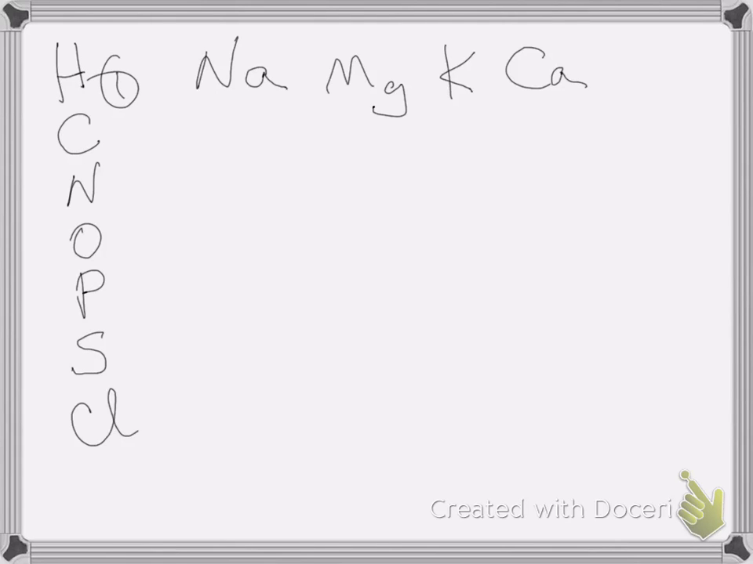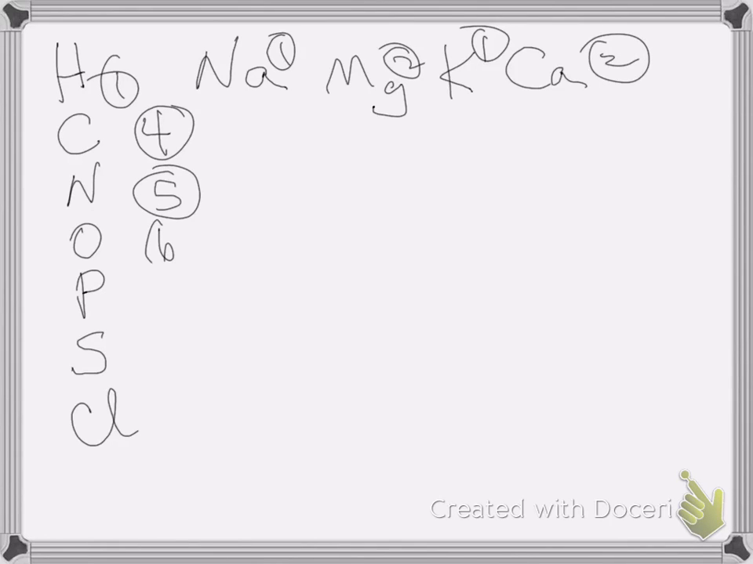Where's sodium? That's Na, for those that didn't remember that. Isn't sodium also in column 1? So isn't it also valence of 1? What about magnesium? It's in column 2. What about potassium? What is it? And calcium? 2. All right, what about carbon? It's in column 4. Nitrogen? 5. Oxygen? And what about phosphorus? 5. And sulfur? 6. And what about chlorine? 7. All right. Did you see how easy that was?